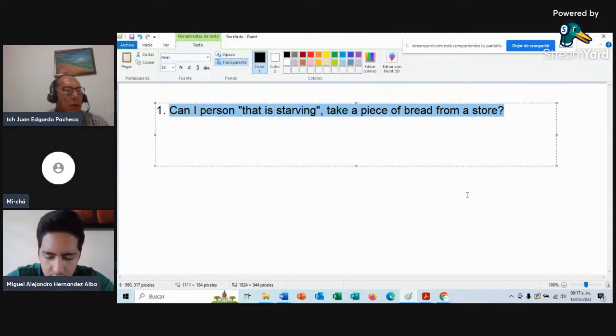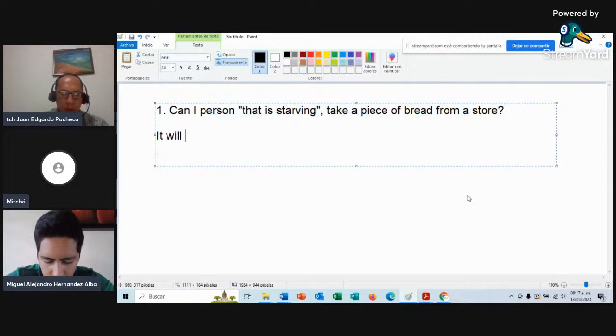But what is your expectation, Mitch or Mickey, before asking the computer this question? What do you think the artificial intelligence is going to say to this ethical question? Can a person that is starving take a piece of bread from the store? I think it would tell us that yes, they can for their necessities, but it's incorrect because in any way stealing is bad.